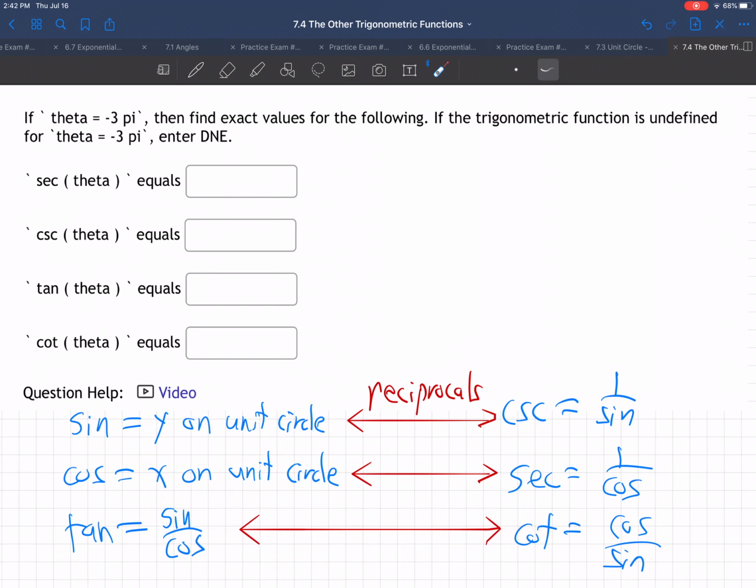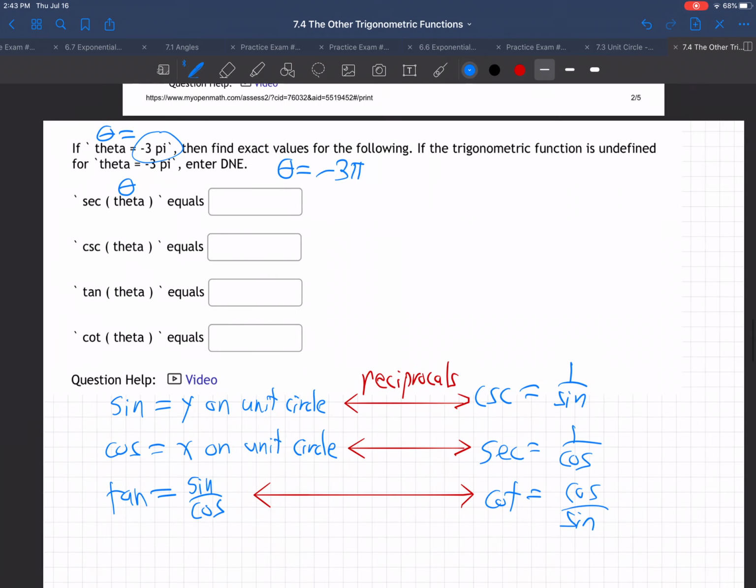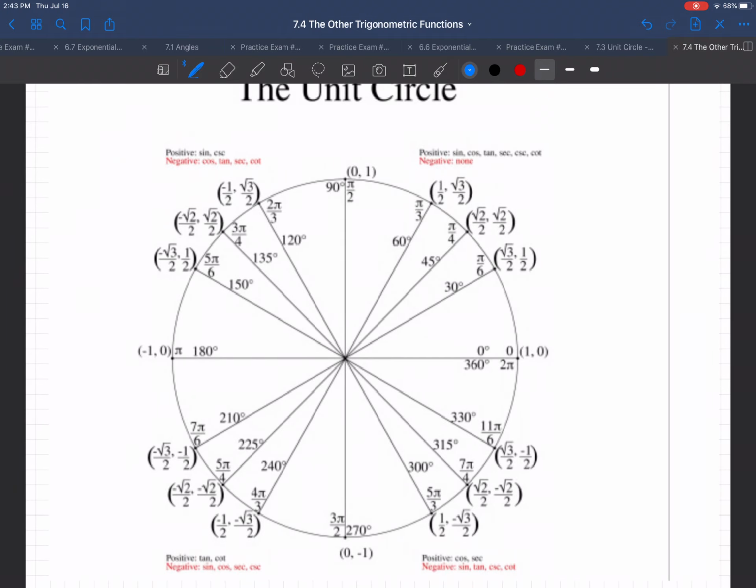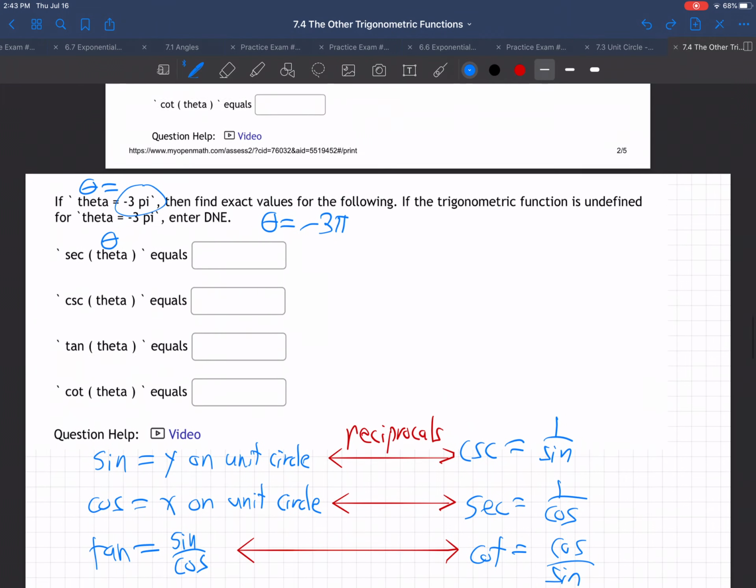Okay, so let's get back to it. So what's our angle? Negative 3 pi. This is theta, and they're telling us theta is negative 3 pi. Well, negative 3 pi, we're not going to find that on the unit circle, right? Here's the unit circle. There's no negative angles. We only have positive angles on the unit circle. So how are we going to do this? Well, we've got to make it positive.